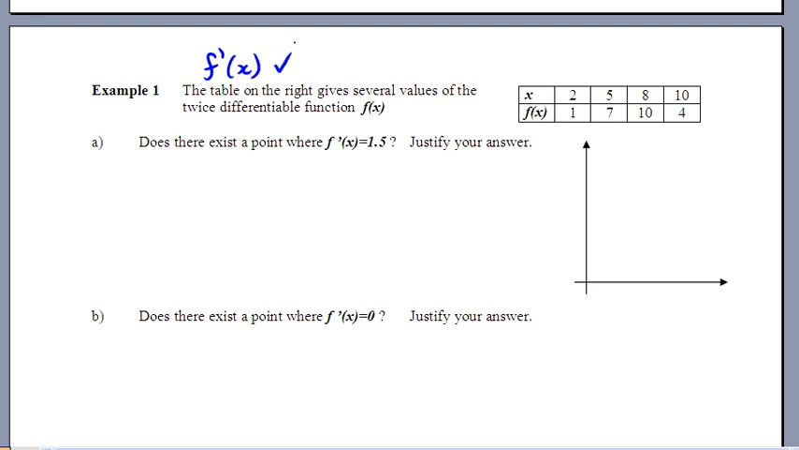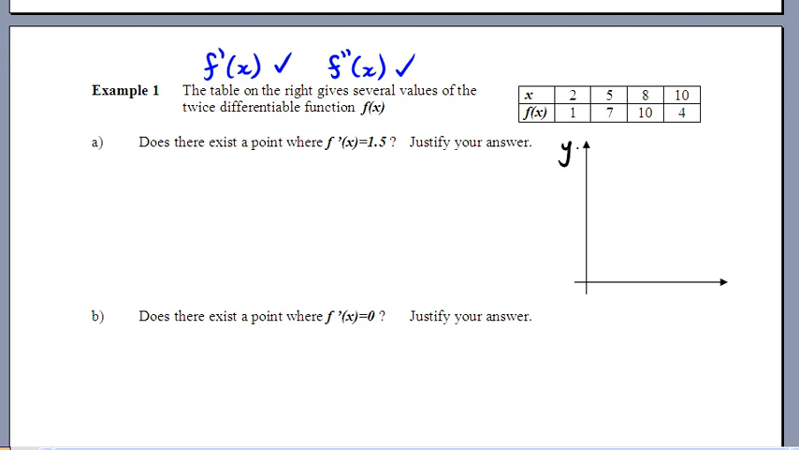It exists all the time, so it's differentiable. And not only that, the second derivative is also a perfectly happy function that exists all the time. So this must be a really nice function. All right, is there any point where the slope of the function has to be 1.5? And then justify your answer. Let's do a quick little sketch over here just to see what's going on.